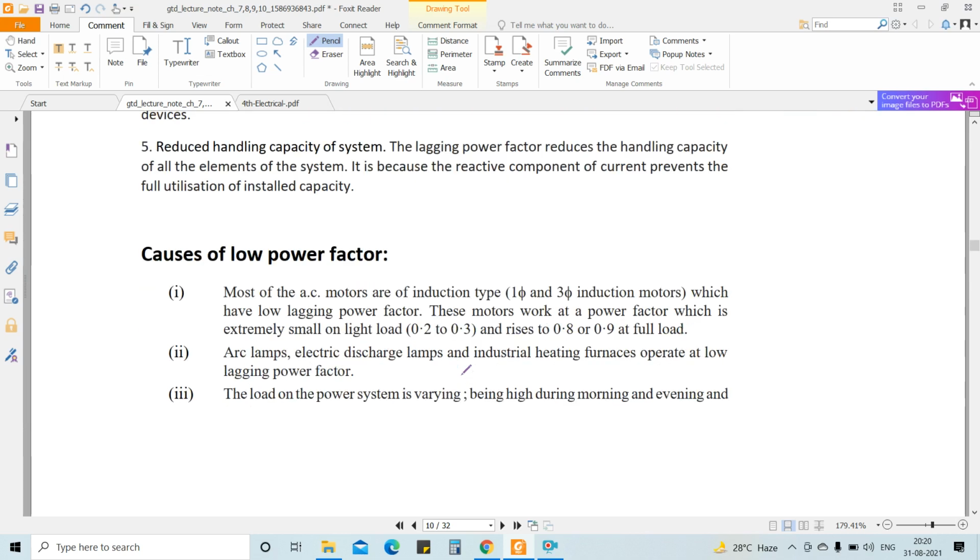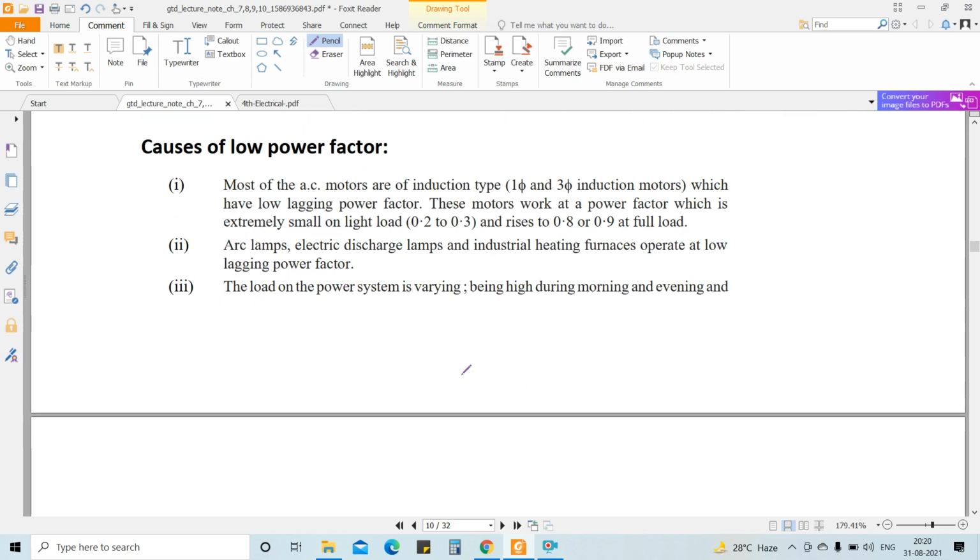Okay, so what are the causes of low power factor? Let's discuss this. Most of the AC motors are of induction type. It may be a single phase induction motor or a three phase induction motor, which have low lagging power factor. These motors work at a power factor which is extremely small on light load and rises at full load. For light load the power factor is low, and for full load the power factor rises from 0.8 to 0.9.